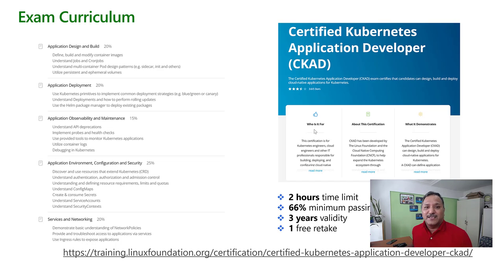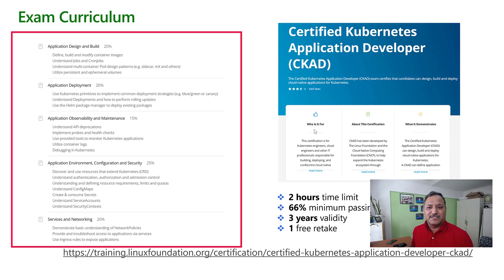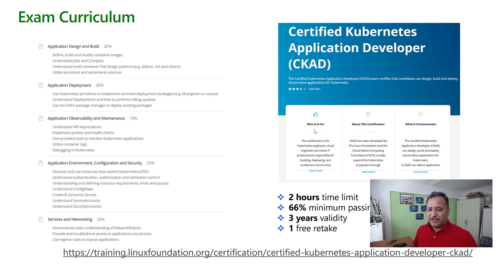Here I've shown you the exam curriculum. It is basically divided into broad categories, starting with application design and deployment, application observability and maintenance, application environment configuration and security, and services and networking. Each of these topics carries a different weightage, with application environment configuration and security being the highest, which is 25%, and the rest are spread across.